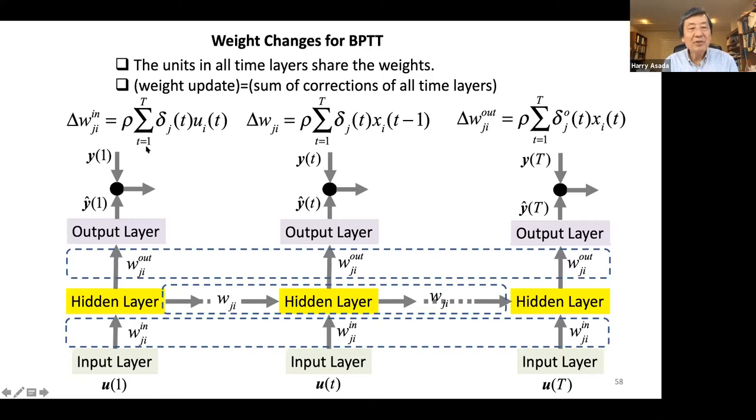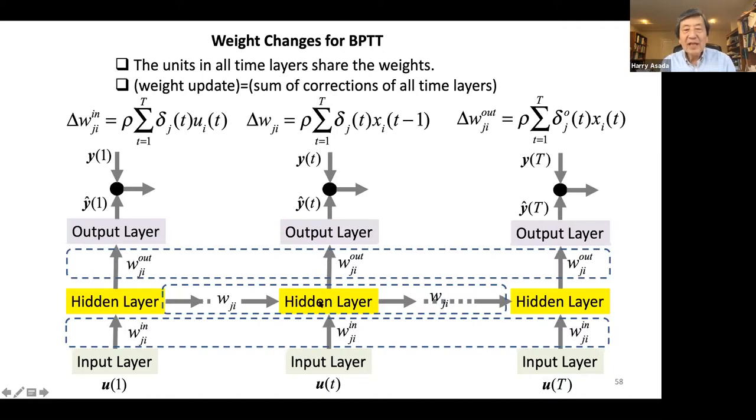And then we take the summation t equals 1 to T, because these weights are shared. So it is not only good for this particular time layer, but it must be good for others. So why not collect and then take some kind of average of these weight changes, and then use that one for all the weight changes involved in here. So we just take the summation of the collections to be made at all the time layers.